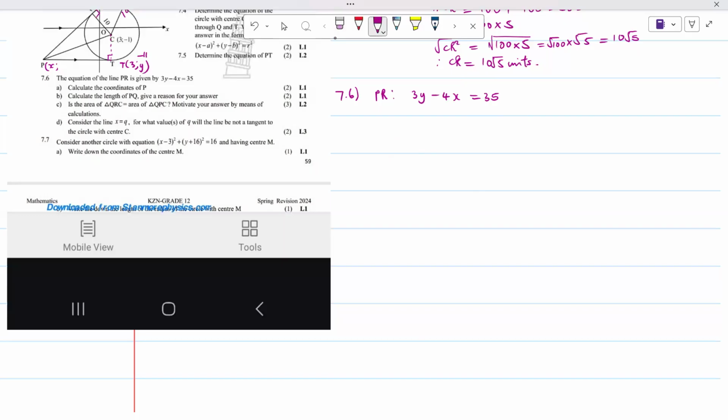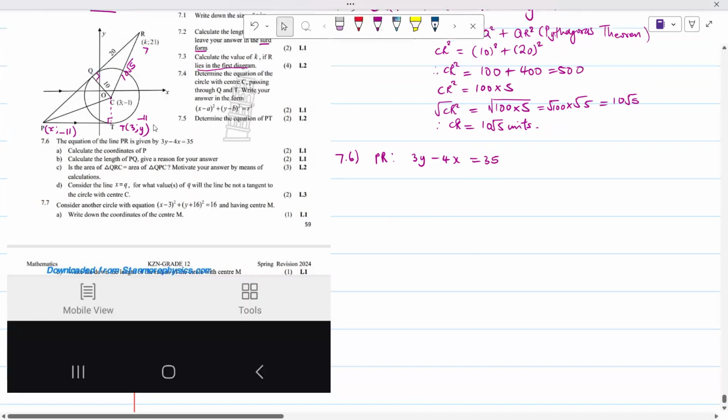So now, remember they said the equation of PR is given by 3y minus 4x equals 35. P is a point on the line PR, which means this point P with coordinates x and negative 11 must satisfy this equation. So I'm going to substitute and then solve for x. I'm going to have 3 times negative 11, minus 4 times x, equals 35. So this will give me negative 33 minus 35, which is equal to 4x.